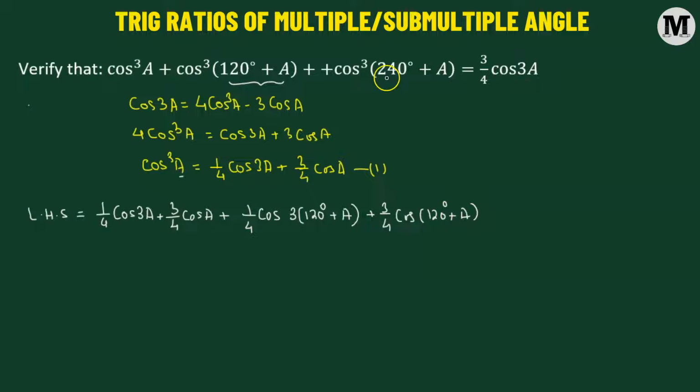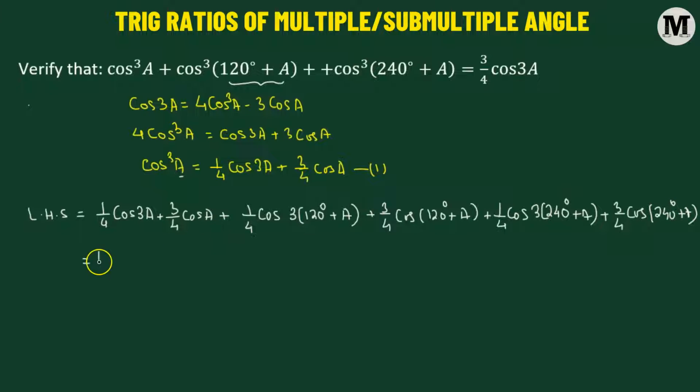Coming to the third term, cosine cubed of 240 degrees plus a, we're going to get 1/4 of cosine of the angle 3 times (240 degrees plus a) added to 3/4 of cosine of angle A. A will be simply 240 degrees plus a. Okay, so let's further simplify.